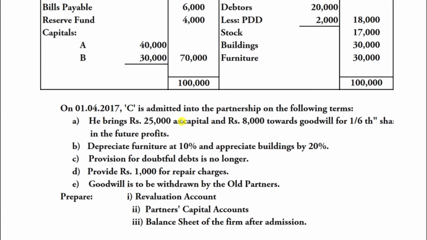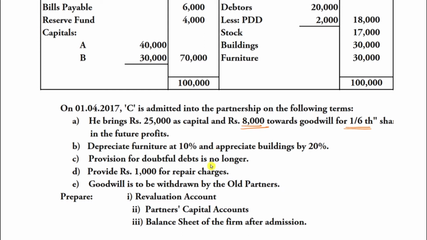Next, we have adjustments. On 1/4/2017, C was admitted into the partnership business. So he's bringing 25,000 as capital and 8,000 as goodwill towards the partnership. Next, a 1/6 share in the future profit. They agreed to share the 1/6 share. Next, depreciate furniture at 10% and appreciate building at 20%. So this will reduce the furniture value by 10% and increase the building value by 20%.